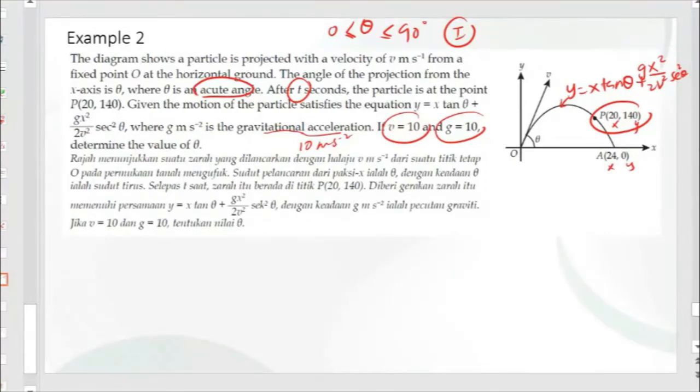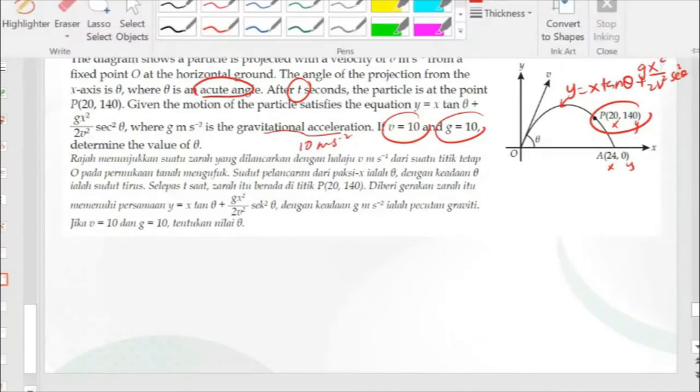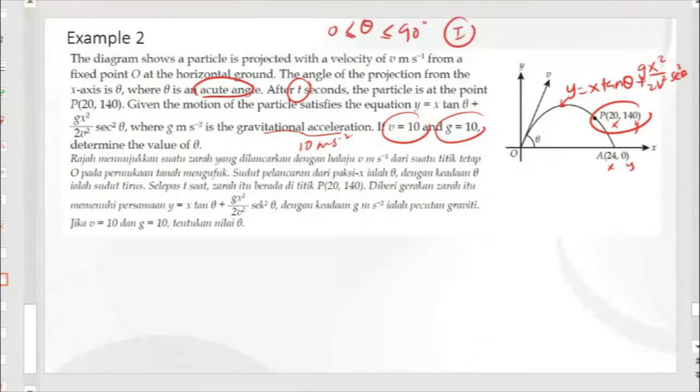Can anyone give me the answer? Yes or no? Can I use A in the questions? Yes, most of you say yes. Okay. After t seconds. You see the keywords now, after t seconds, the particle is at the point P.